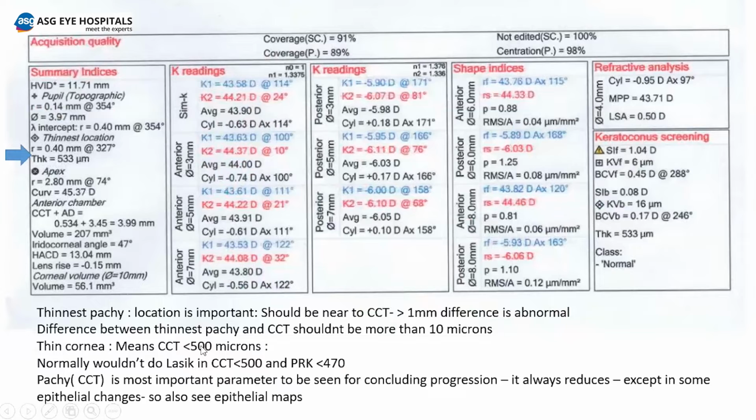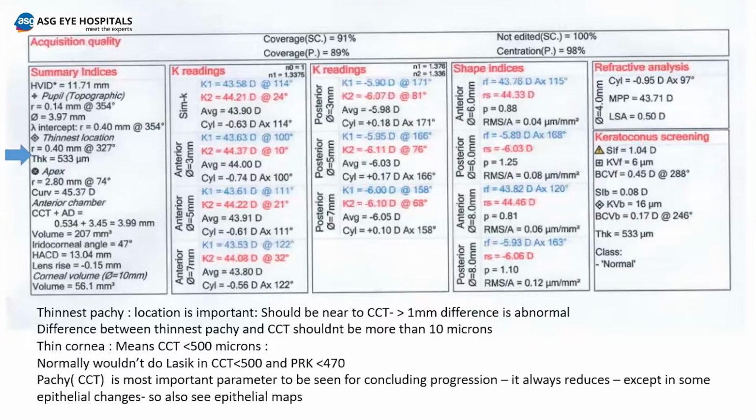Thinnest location is important. Normally it should be near to CCT. More difference with CCT means there is some ectasia in the cornea. The difference between the thinnest pachy and CCT should not be more than 10 microns.